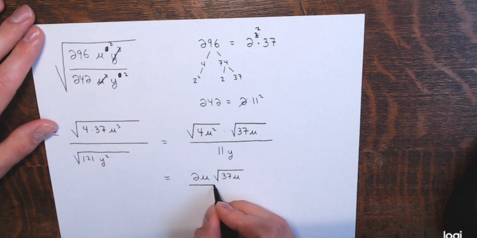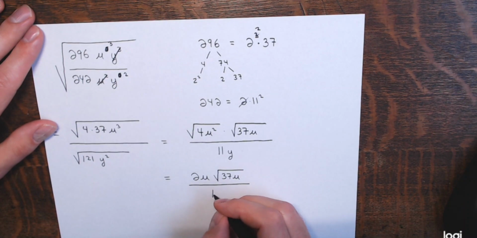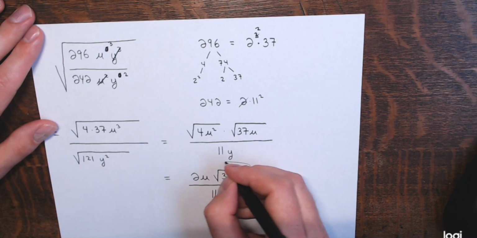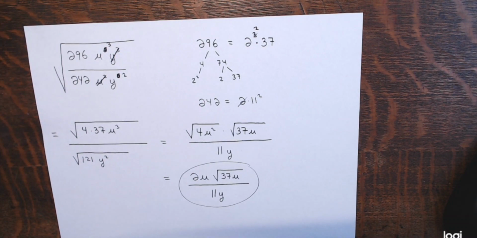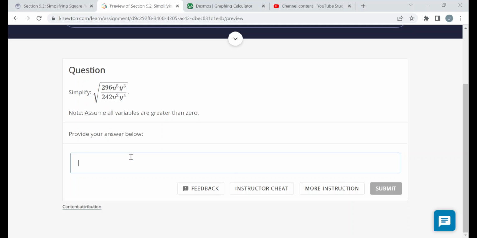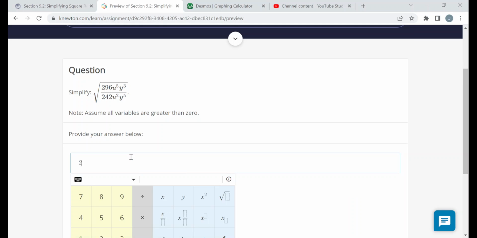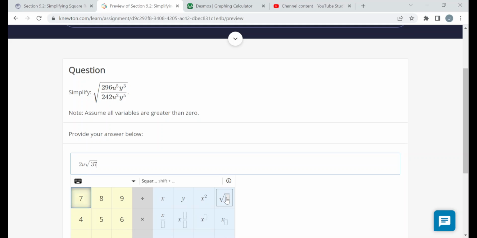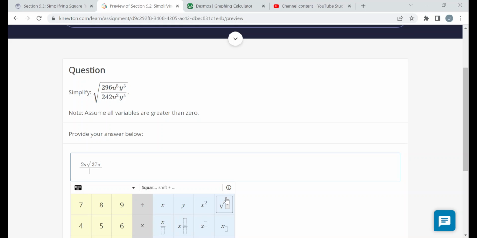That's the numerator, totally simplified that square root there. And then the denominator, right, all that divided by 11y. And that's as simple as that fraction's getting. So in the numerator, 2u times the square root of 37u, all that divided by 11y.